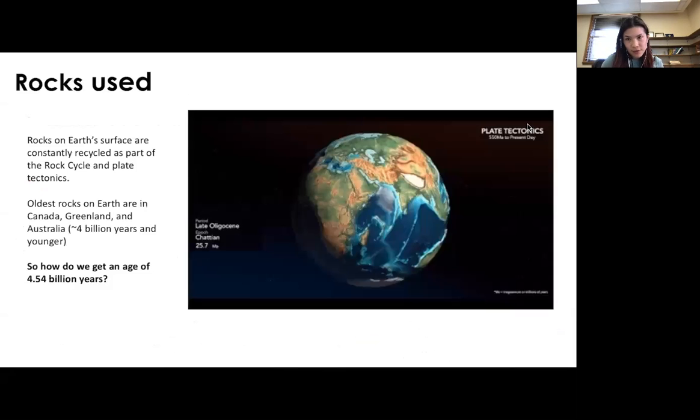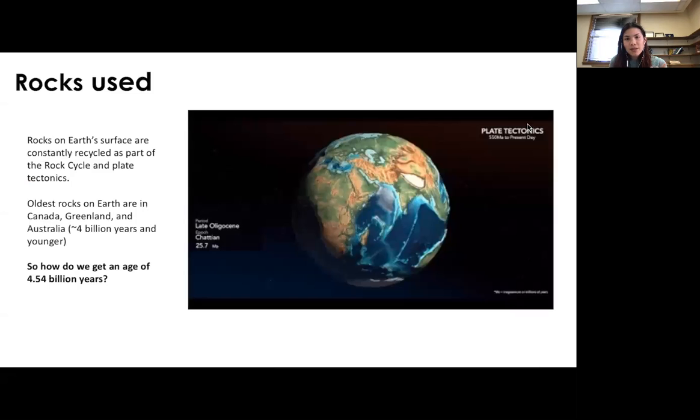Unfortunately, it looks like this GIF is not going to work, but if we look at the Earth through time, because of plate tectonics, we are constantly moving continents around, we're constantly subducting material. And so the rocks that are present on Earth's surface are not very stable. They have been recycled through the process of the rock cycle and plate tectonics.